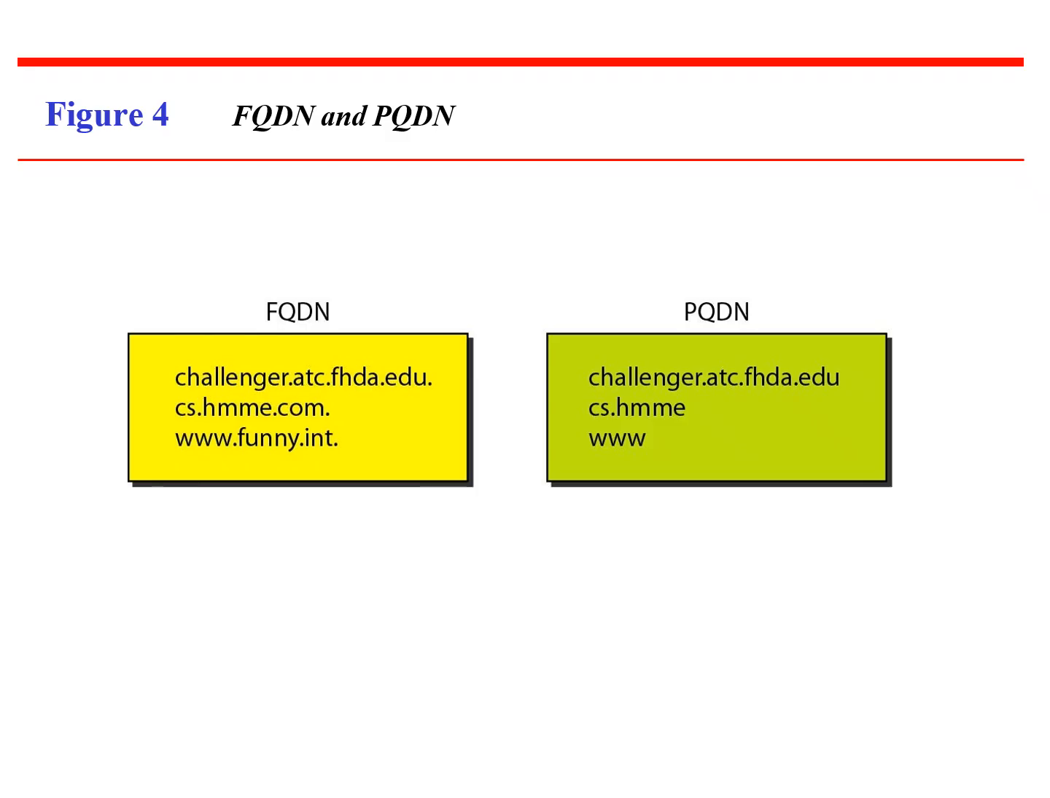Now let us look at the partially qualified domain name. A partially qualified domain name will not end with the dot. Here, challenger.atc.fhda.edu stops at the edu domain itself. It is not navigating till the root. Here also the dot is missing, here also the dot is missing. This is called a partially qualified domain name.